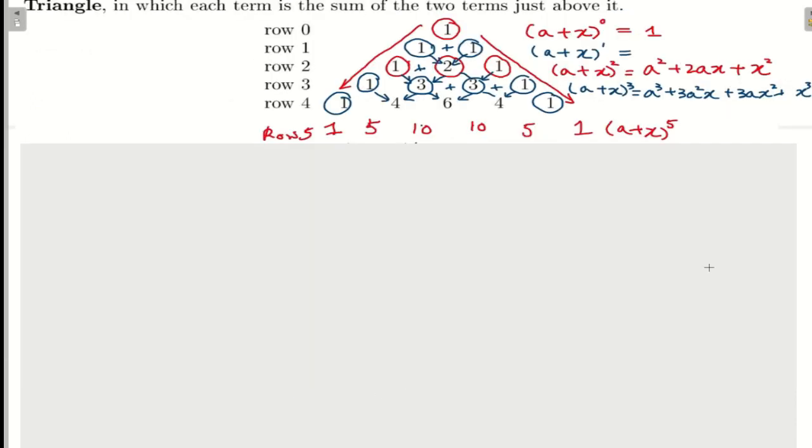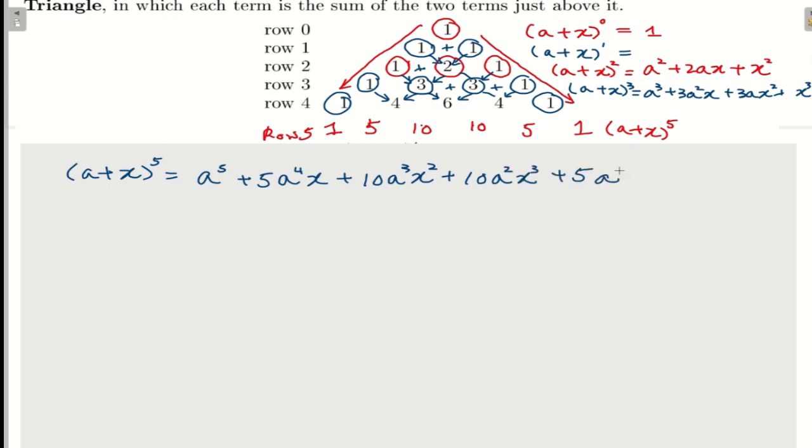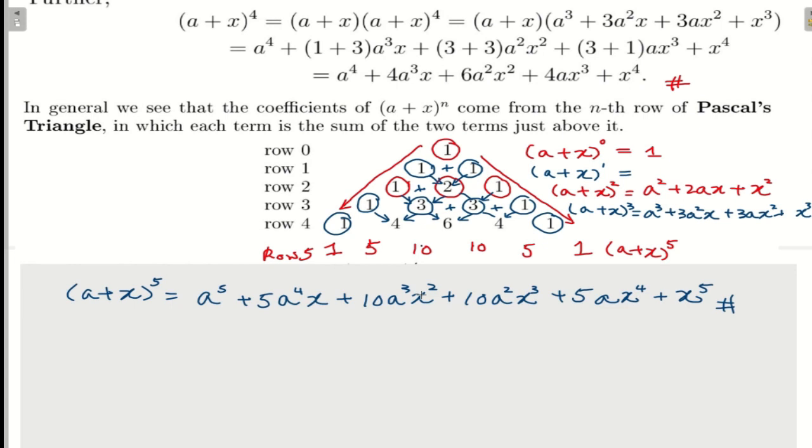So what this means is that if we have (a + x) to the power of 5, we can write a to the power of 5 plus 5 a to the power of 4 x plus 10 a cubed x squared plus 10 a squared x cubed plus 5 a x to the power of 4 plus 1 x to the power of 5. So from the Pascal triangle, we can easily get all the coefficients of the terms from x to the power of 0 right down to x to the power of 5.